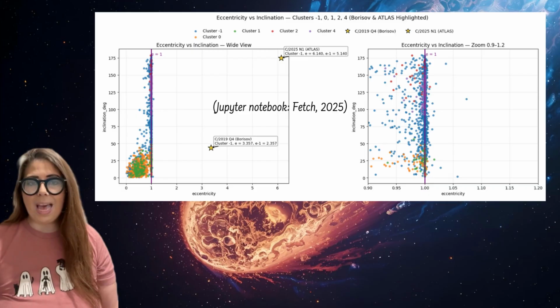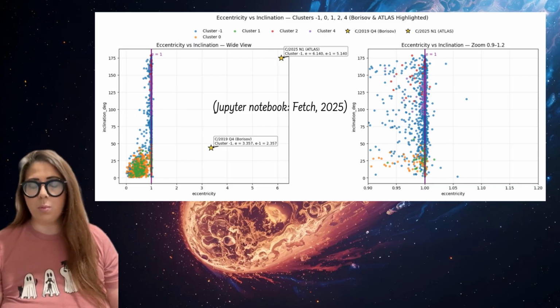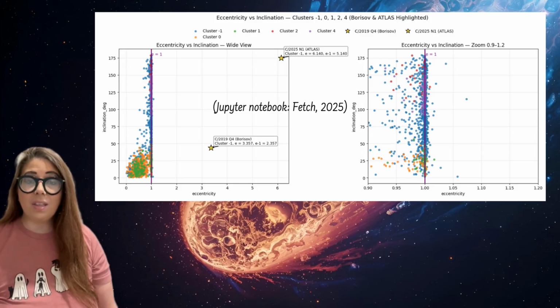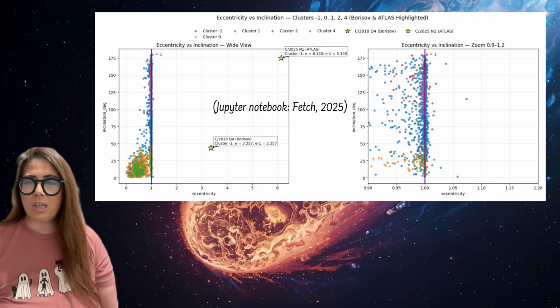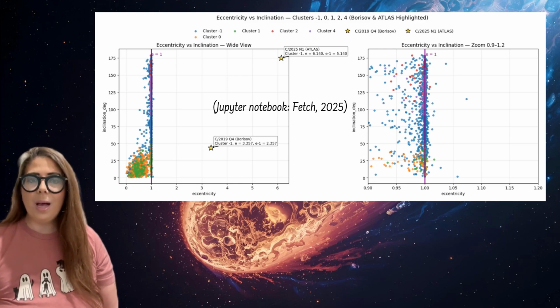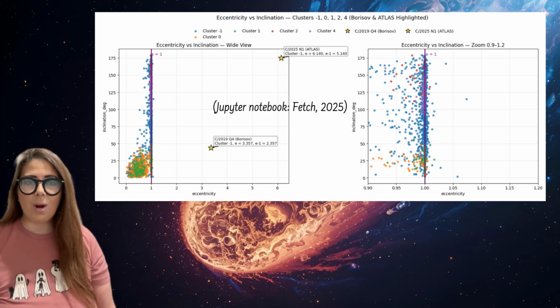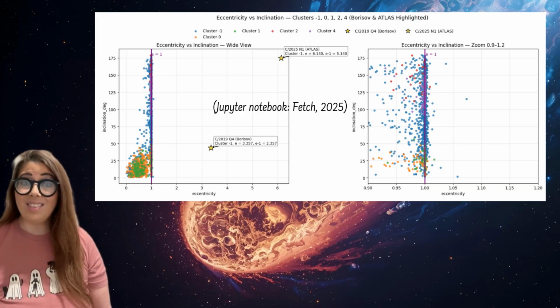So if we switch back to the raw orbital values before any scaling, after the analysis was performed, I went back in and matched the data points with the cluster to the original values. Almost all comets cluster pretty tightly near eccentricity values just below 1. That's typical. That's what we'd expect for objects that are bound to the sun. But you can see on this graphic that two stand out. Borisov has an eccentricity of about 3.3. 3I Atlas is even higher.